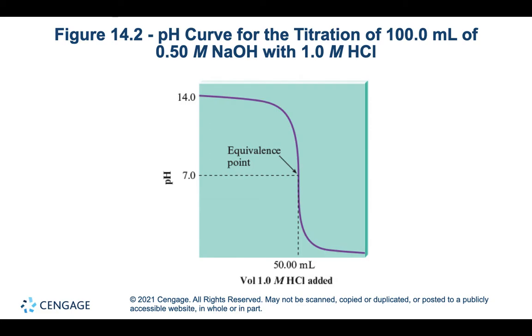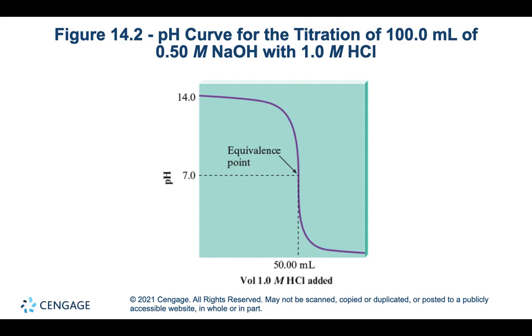This is actually the reverse of the pH curve. This would be what would happen if you started with a base and then titrated it with an acid. So you'd just get the opposite effect. You would start with your pH high. As you got closer and closer to the equivalence point, it would shoot downward, and then it would level off.